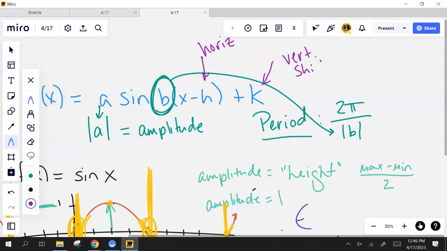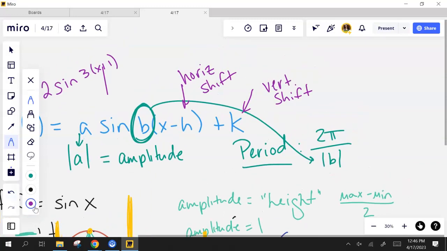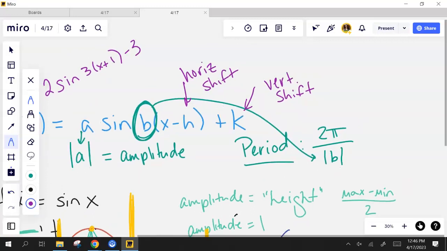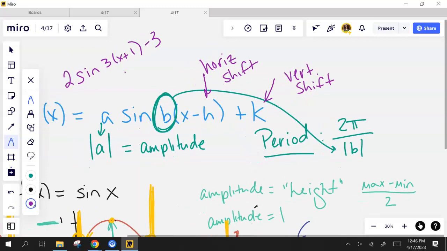And vertical shift. Same as it's always been. So if it was 2 sine, yeah, it slipped on me. That's right. This would be left 1, down 3.